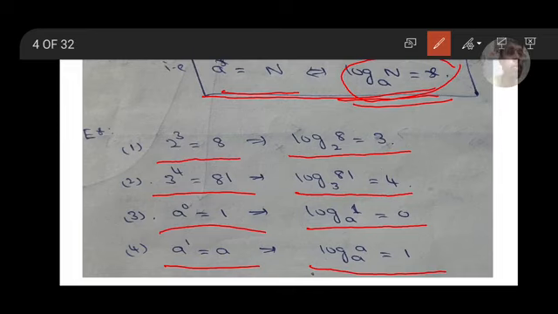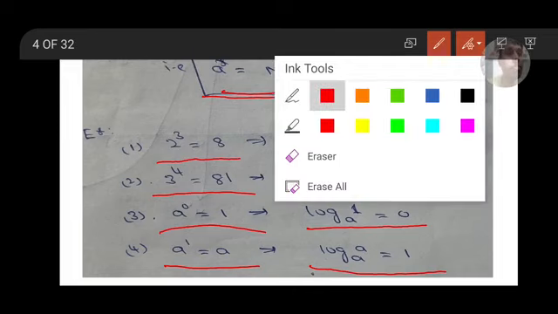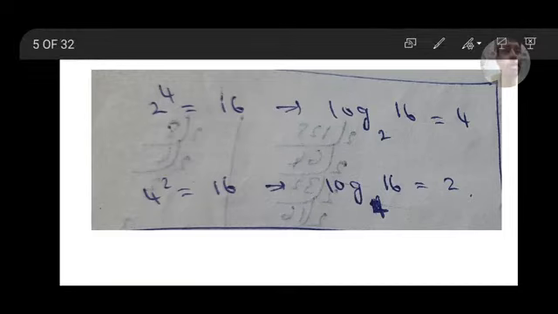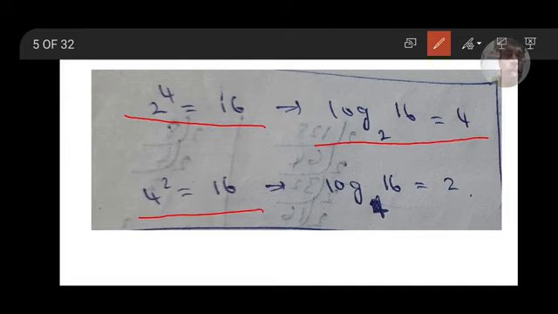These are the examples. Let us move to the next slide. For example, 2 to the power of 4 equal to 16, that is log 16 to the base 2 equal to 4. And next example, 4 square is equal to 16, 4 into 4, that is also 16. From the definition, log 16 to the base 4 equal to 2.